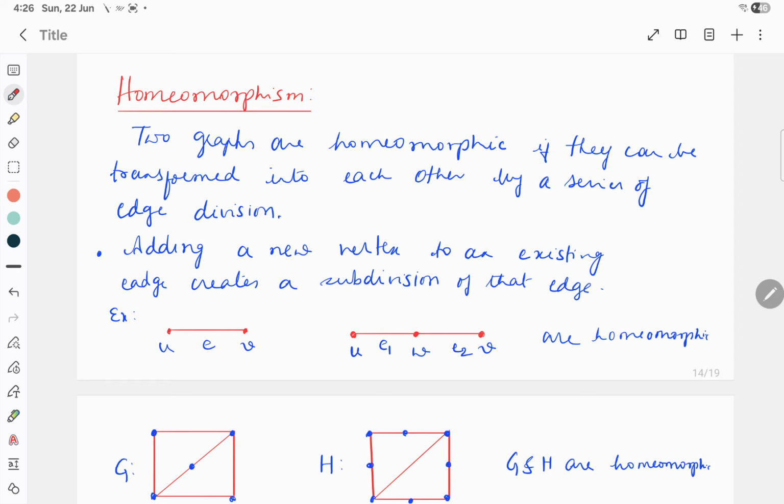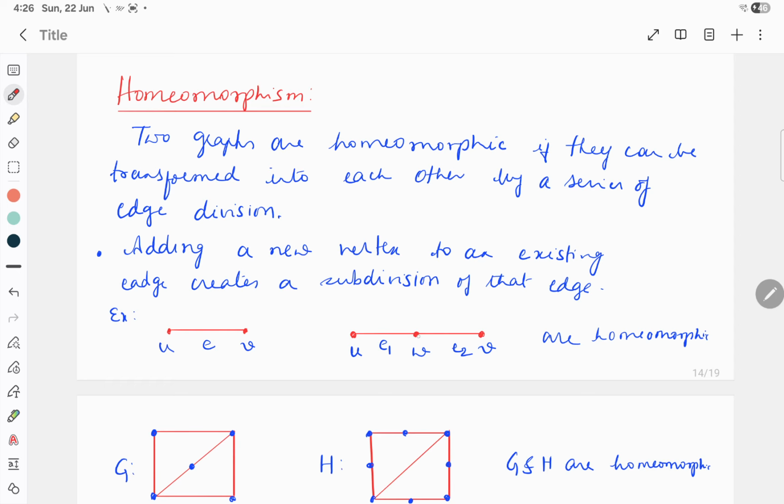What is edge division? Adding a new vertex to an existing edge creates a subdivision of that edge. This can be easily understood with this example. Let us consider two vertices, U and V, connected by an edge E.